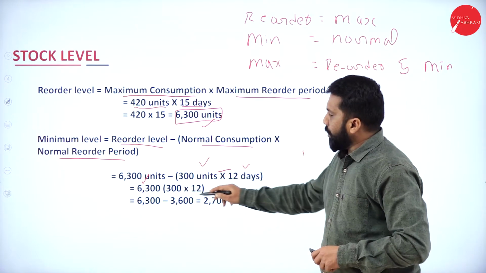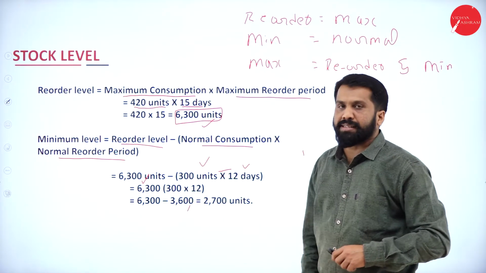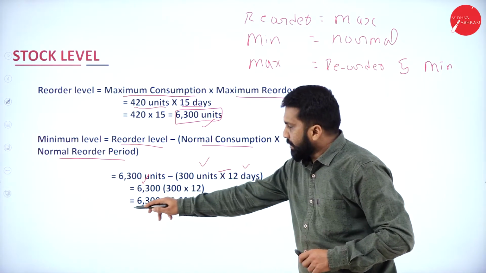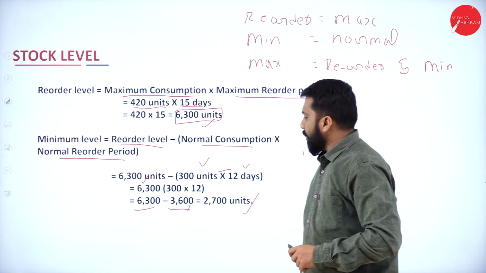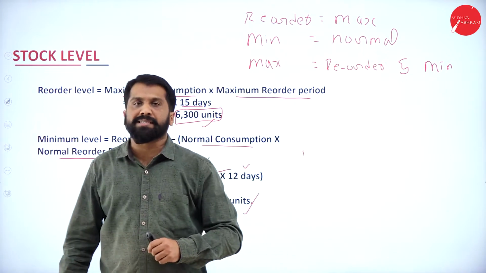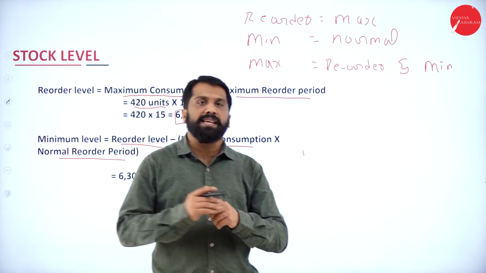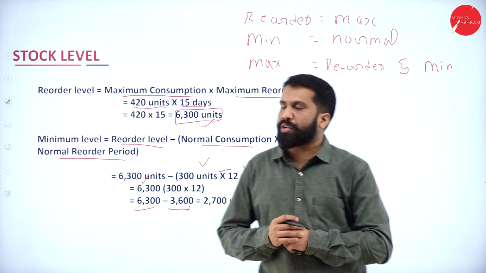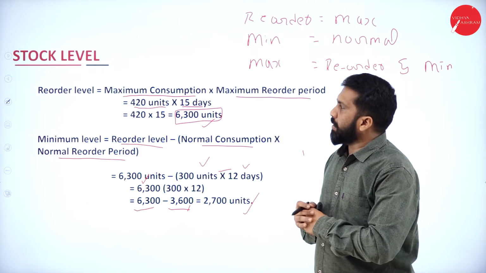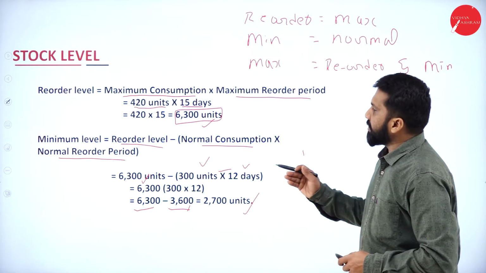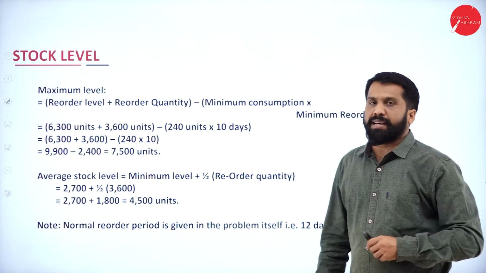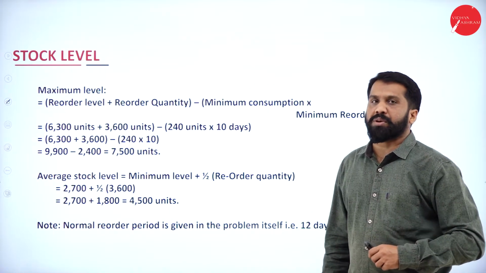300 into 12, you will get around 3,600. Now, 6,300 minus 3,600, your answer is 2,700 units. Any doubt? No doubt. So, you're done with normal level, reorder level as well as minimum stock level. So, what is next? The next will be maximum stock level.